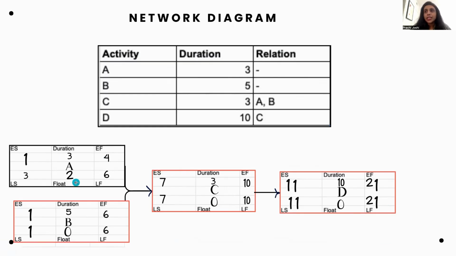It could be less than 2 days. Like if you finish off within the 4th day as planned, that's completely fine, but you should not exceed more than 2 days. So that is our network diagram.